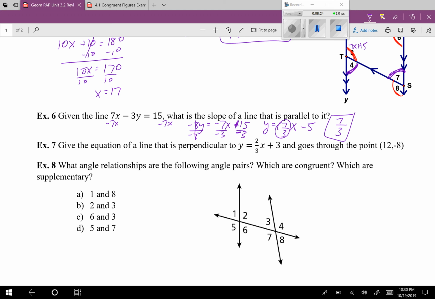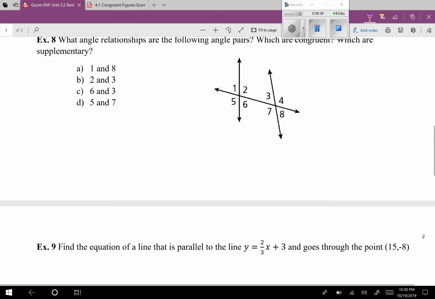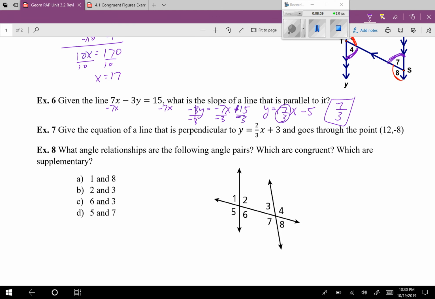All right. Number 7. It says, give the equation of a line that is perpendicular to y equals 2/3 x plus 3 and goes through the point (12, negative 8). Okay, so perpendicular. First off, we take the original 2/3 and we have to do the negative reciprocal. So it's going to become negative 3/2. So that's our slope. So now we use point slope form. So y minus y1, which is negative 8, equals m, so negative 3/2, times x minus x1, which is 12.